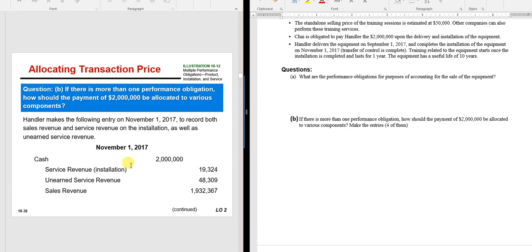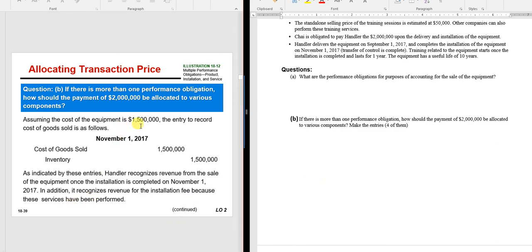So if you go back to the original problem, it says they deliver the equipment on September 1st and complete the installation on November 1st, including the installation, and the transfer of control is complete. So upon November 1st, I have earned the revenue for the services, whatever I bought: the training, the equipment, and the installation. However, I haven't done the training yet, so it's in unearned.